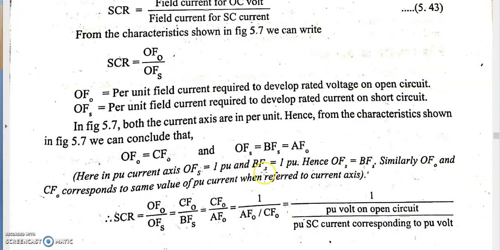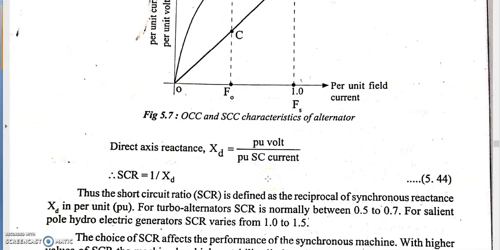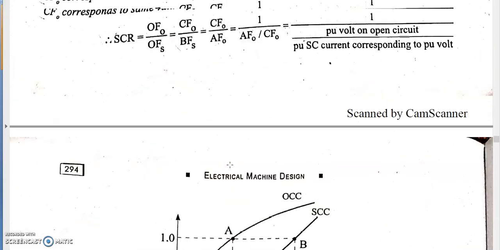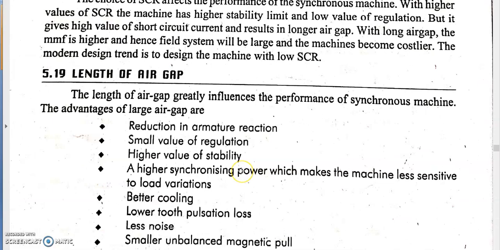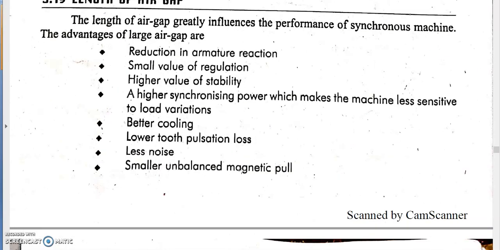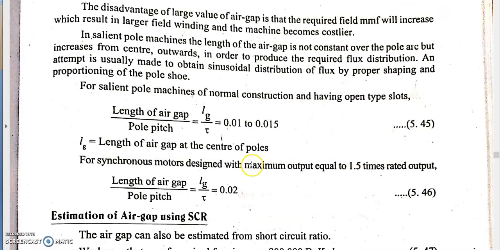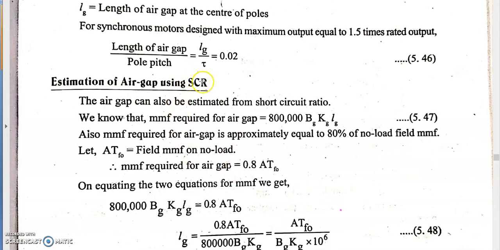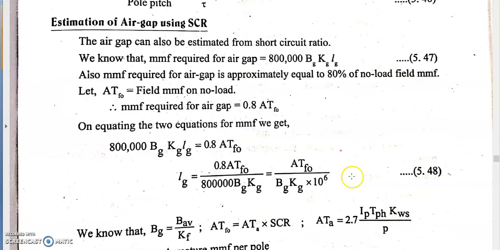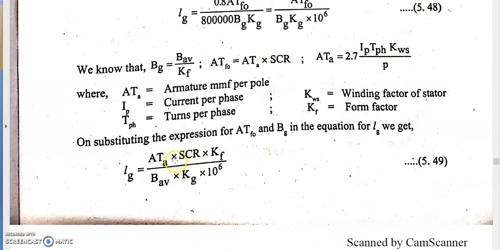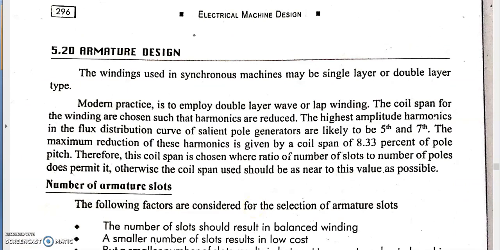Then we have discussed what is short circuit ratio, because it is important for synchronous machines, because the steady state stability limit, voltage regulation and parallel operation of the synchronous machine depend very much upon the short circuit ratio. So we have discussed what is short circuit ratio, and then the length of the air gap. The second part is the length of the air gap, that can be found out either by using this L by tau ratio, or we can calculate it by knowing the value of SCR, short circuit ratio. So from that we have derived this LG equation, and so this is about the rotor design and air gap length, and then the stator.